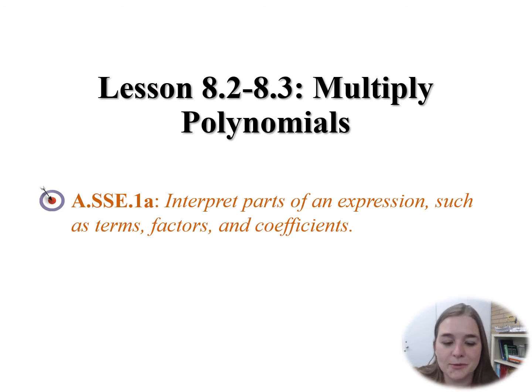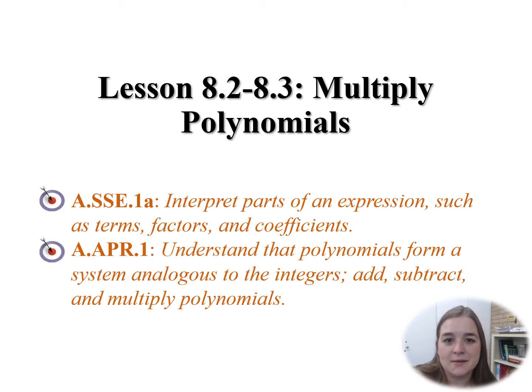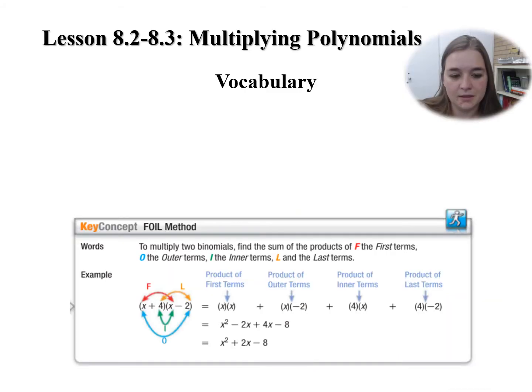We're talking about interpreting our expressions and understanding that polynomials are analogous to integers. So I can do the same sort of operations with my polynomial expressions as I can do when I have just numbers. Our two vocab terms today are the two different methods that we're going to use for multiplying polynomials.